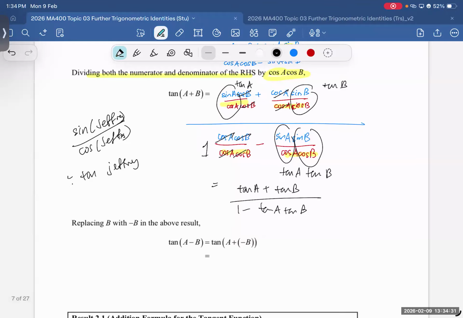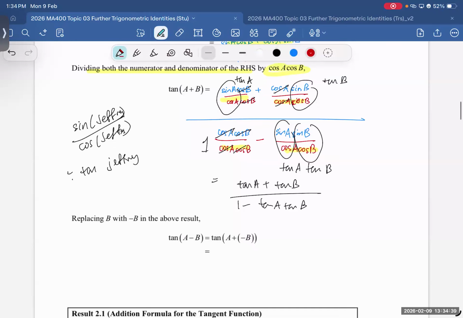Tangent is sine over cosine. How do you remember that? I just do, with some time and effort. I just remember that because of what we learned.